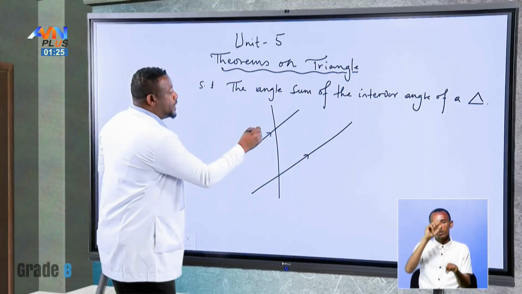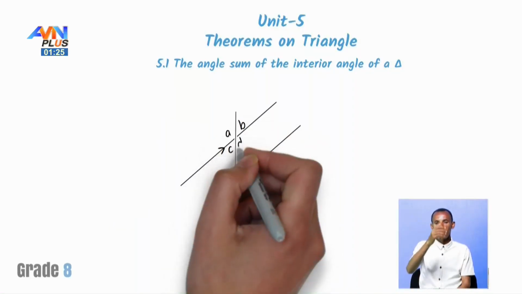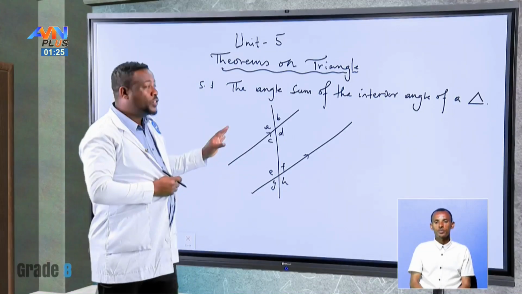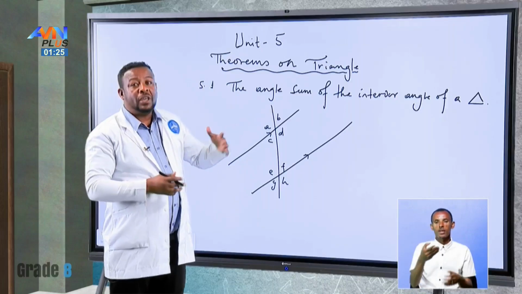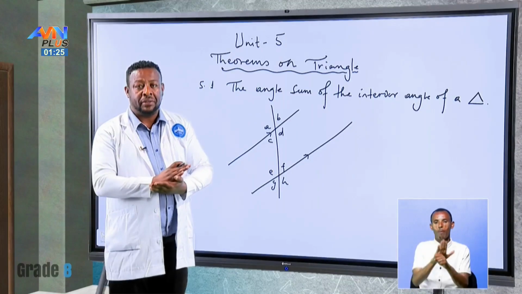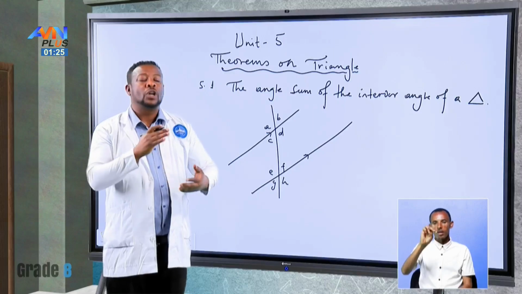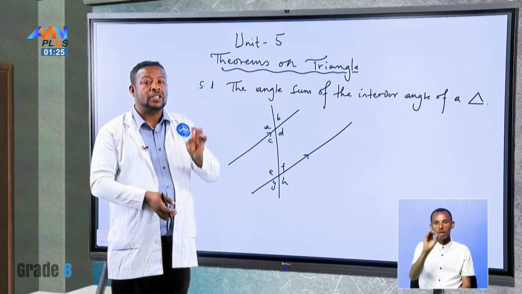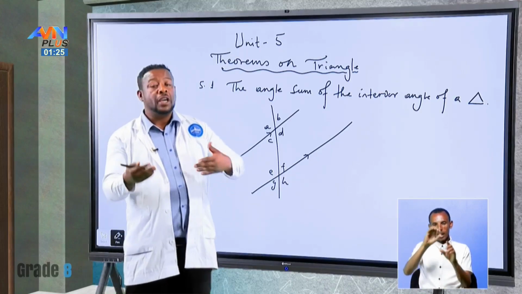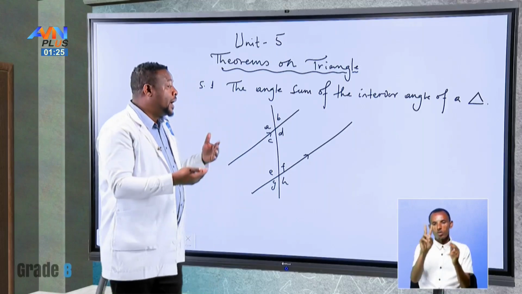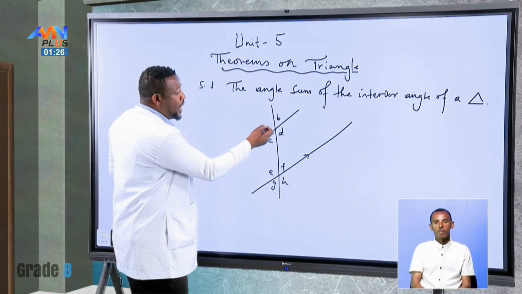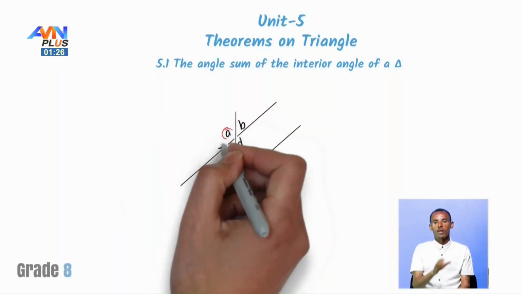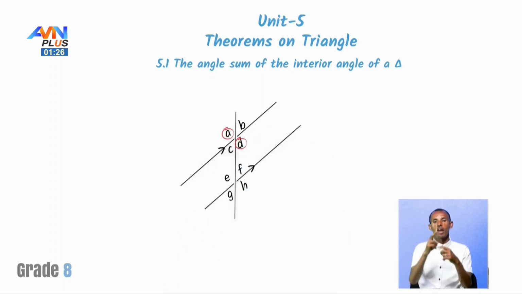So if these are A, B, C, D, E, F, G, H, okay? If you see this, A and B form supplementary angles, right? Supplementary angles refers to angles whose sum is 180 degrees, okay? Two angles are said to be supplementary if the sum of the two is 180 degrees. The other thing is A and D are called vertically opposite angles, okay?